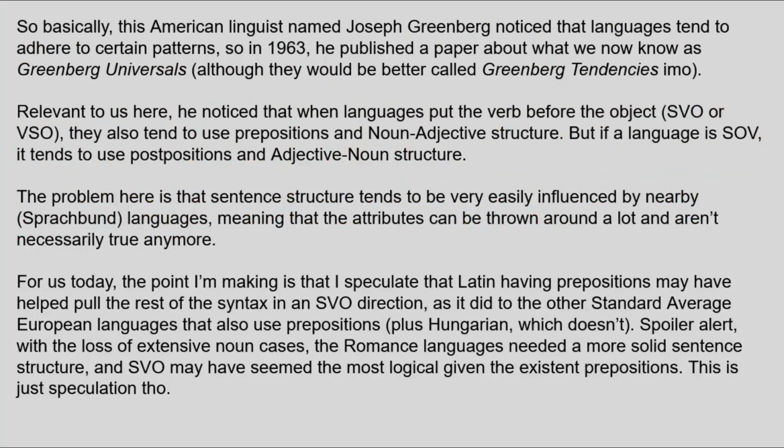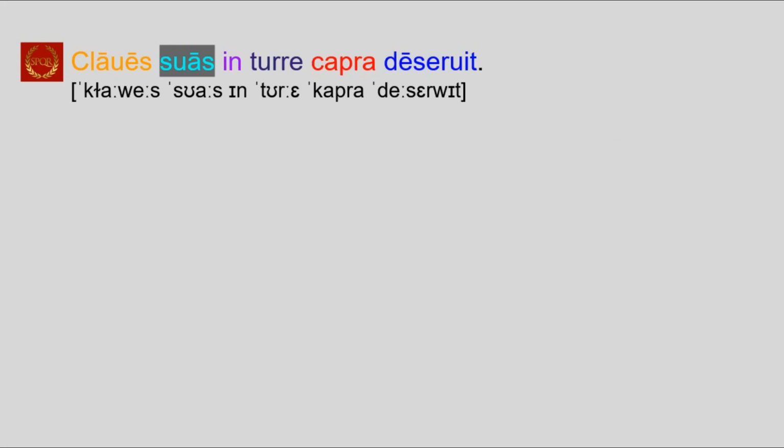To quickly explain the Greenberg universals thing, basically, languages with prepositions are more likely to be SVO due to the sentence flowing more logically in our brains that way than vice versa, so I speculate that Latin's use of prepositions may have helped pull the syntax towards SVO in conjunction with all the European migration. Anyway, for example, there was the Latin sentence clave suas in turre capra deseruit.